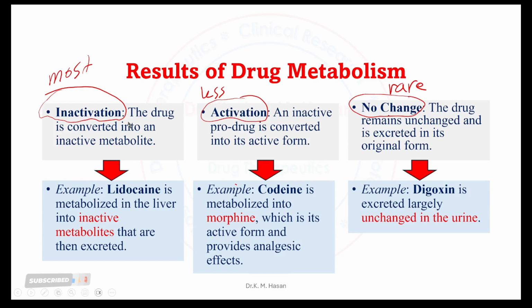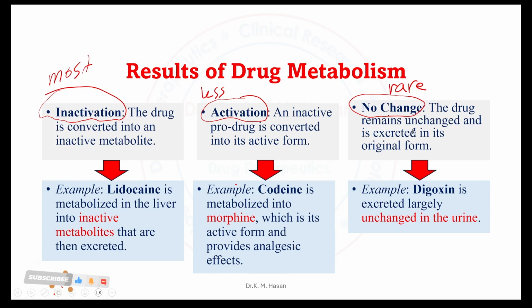In the most popular case, inactivation of the medication, the drug will be converted into an inactive metabolite. For example, lidocaine is metabolized in the liver to an inactive metabolite and excreted later on. For medication activation, we have an inactive medication, a prodrug, converted to its active form. For example, codeine is converted into the active metabolite called morphine. So you can see here codeine is active, and its metabolite is also considered active.